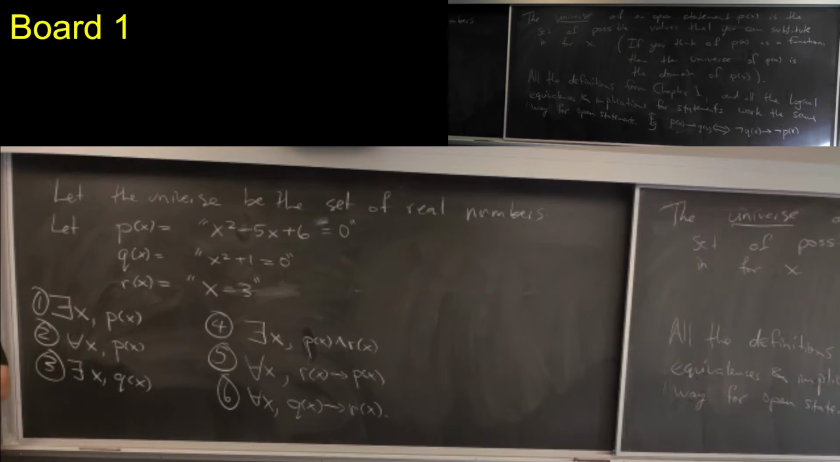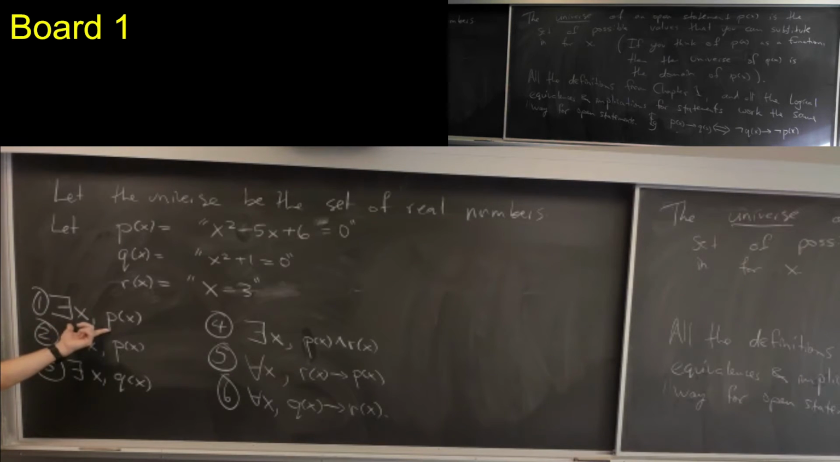To be clear, P of x, Q of x, and R of x are not statements. They are open statements. But when I put quantifiers with them in this way, these 6 things are statements. These have an unambiguous truth value. P of x doesn't have a truth value because it depends on x, but there exists x, P(x) does have a truth value. All of these things have truth values.